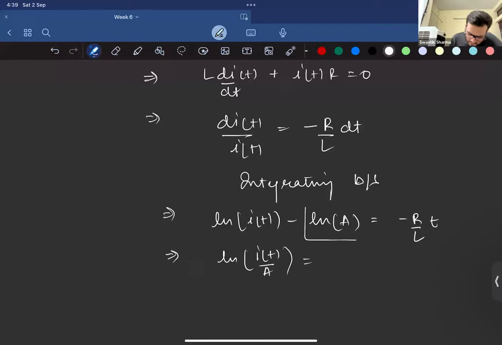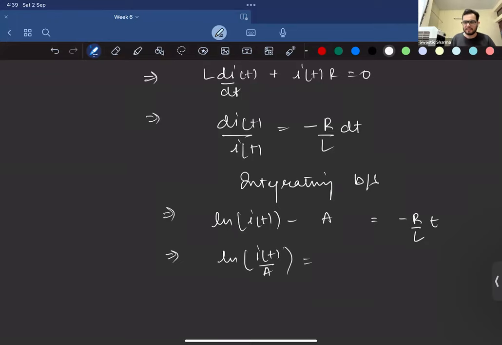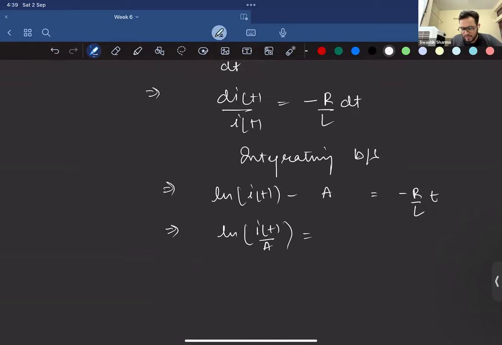Because, acha, this constant, are you talking about ln A? Yes, definitely, you can just take A as well. Let's say we take A. It's just to make the expression a bit clearer. So when you put t equals 0 and try to find A, the answer would come out easily. Instead of going through all of this exercise, let's say I take it just A.